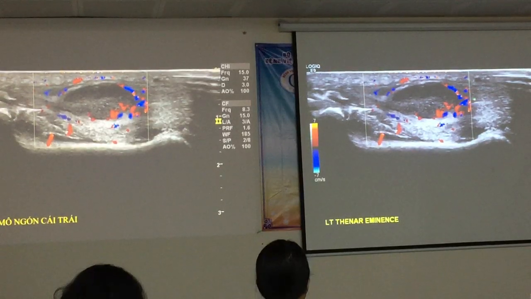But we were able to join it up with the little nerve. So this was actually a little neuroma in his thumb.